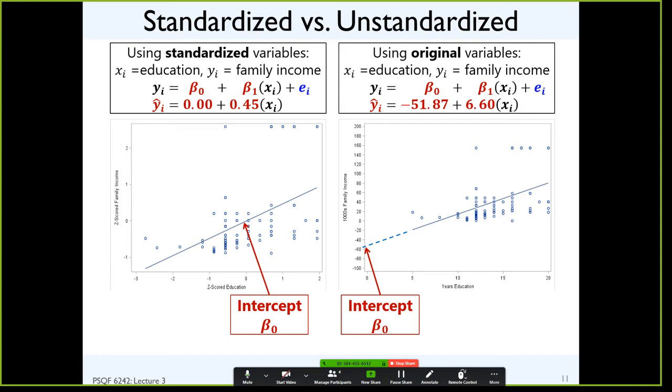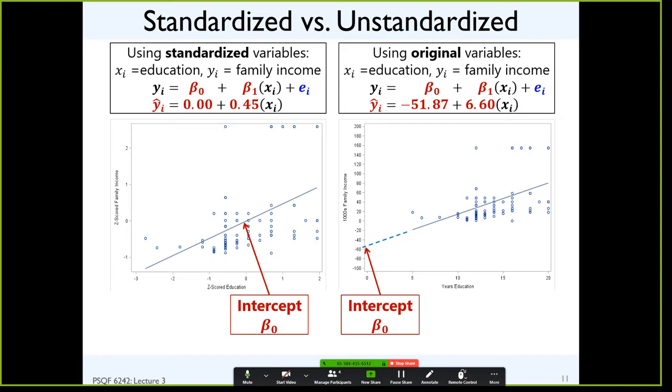In this context, the intercept of negative $52,000 is the predicted family income for somebody who's never been to school. Education equals 0 years. That person doesn't exist in our sample or likely in any sample where someone had to be able to participate in a survey. So we can fix it. Do you remember how we fix it? Standardize. That's one way we could fix it.